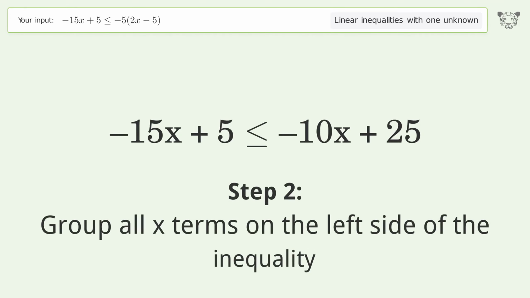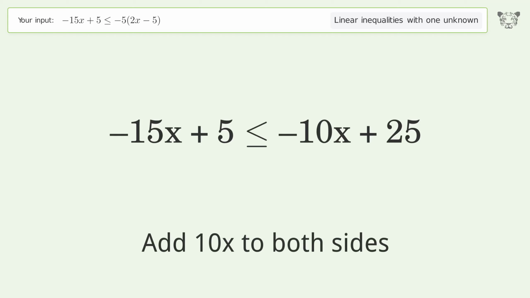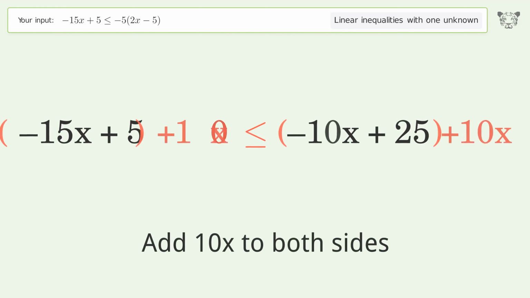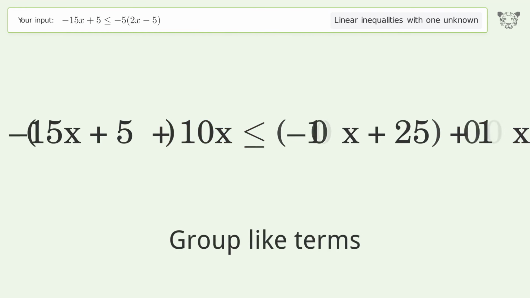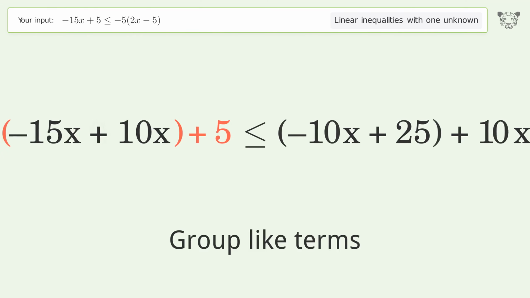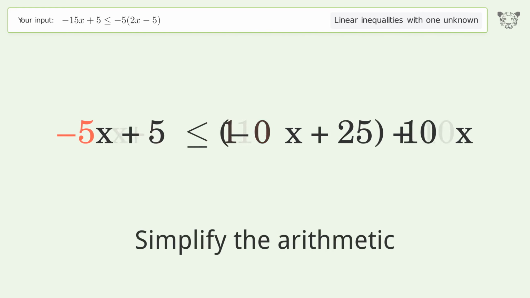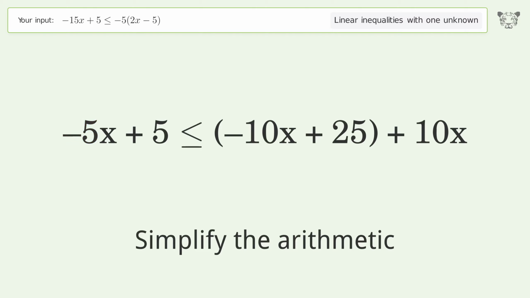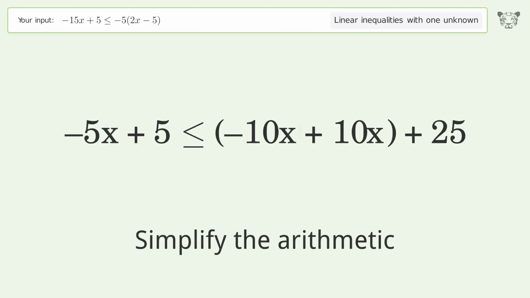Group all x terms on the left side of the inequality. Add 10x to both sides. Group like terms. Simplify the arithmetic. Group like terms. Simplify the arithmetic.